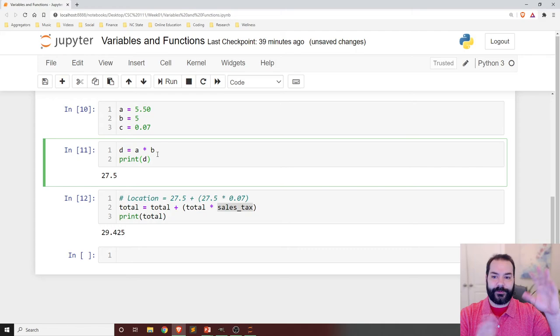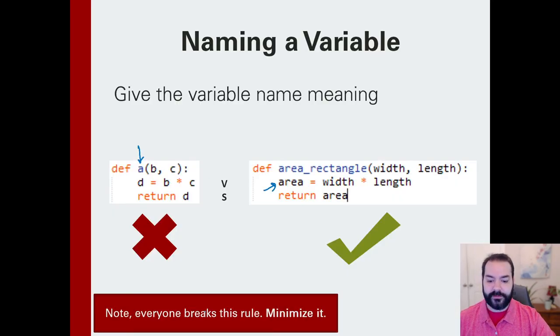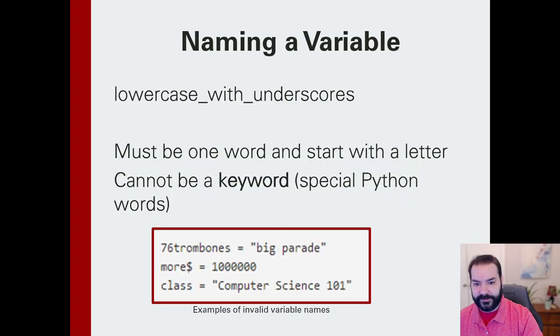A equals 5.5, B equals 5, none of that makes any sense from a literal standpoint. So try to choose your naming perspectives. There are other word rules, as you can see. One of the things that I like to do is follow the lowercase with underscores naming convention.